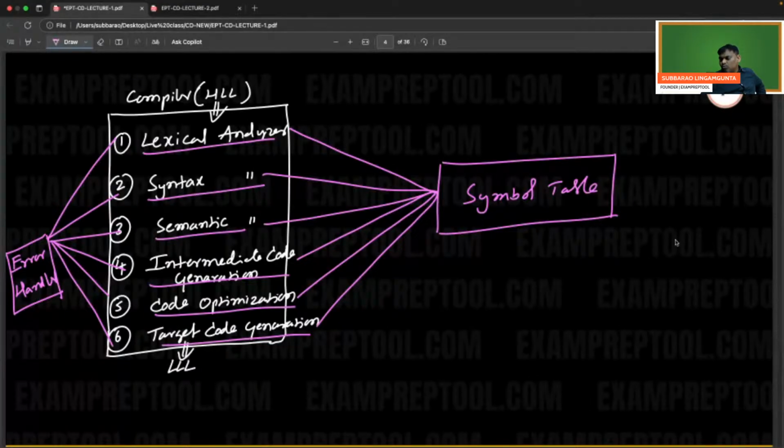After compilation is over, it will print on the screen: line number 25, there is this error; line number 60, there is this error. Like that, it will store all of them and print them, so that the user can take the necessary action.